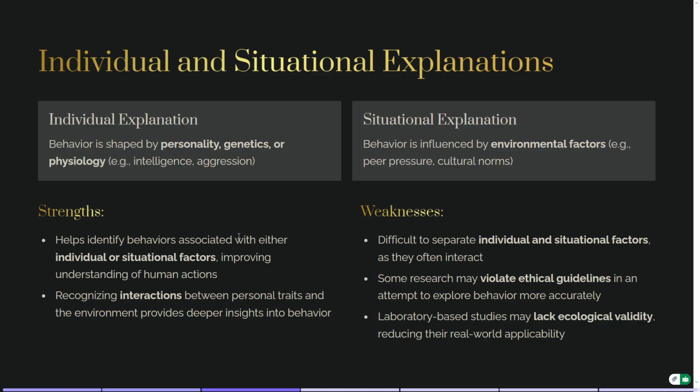Now, what is the strength? It helps identify behavior associated with either individual or situational factors, which can help improve understanding of human action. It also recognizes interaction between personal trait and environment, which provides deeper insight into behavior. Now, weakness: it is difficult to separate individual and situational factors in most cases. Some research may violate ethical guidelines. Laboratory-based studies may lack ecological validity. So these are just to give you an idea around the strengths and weaknesses.